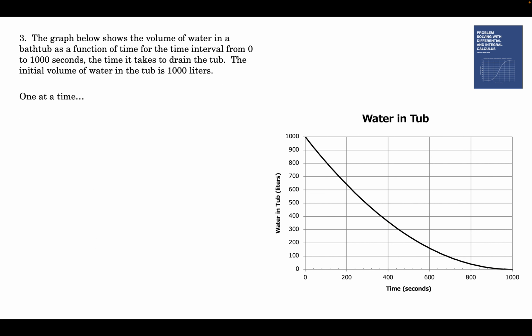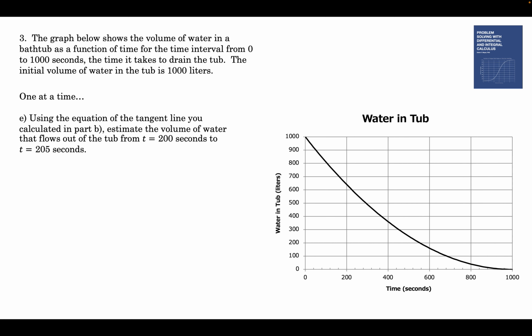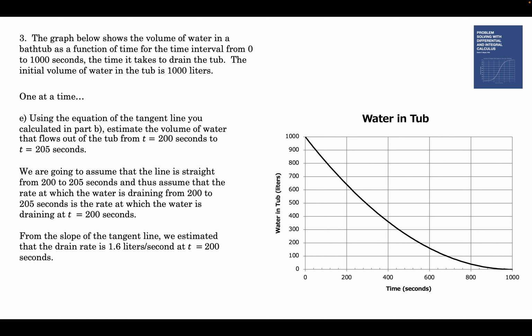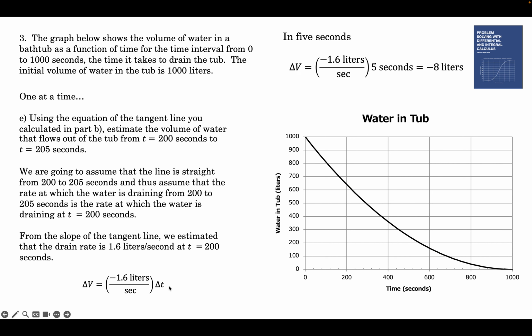On to part E. Now it asks for the same thing from 200 to 205 seconds. How much comes out? Note that we're using deltas here. We want to know what delta V is. Delta t is 5 seconds, and we know what the rate is: it's minus 1.6 liters per second at 200 seconds. So we have this equation, delta V equals minus 1.6 liters per second times delta t. We stick in 5 seconds there, and we get minus 8 liters. So the flow rate's dropping, right? Makes sense.